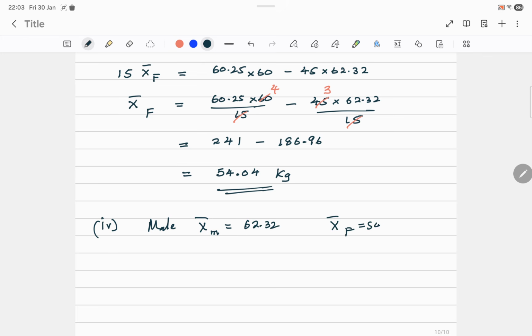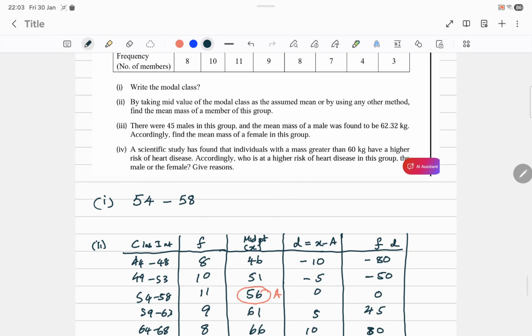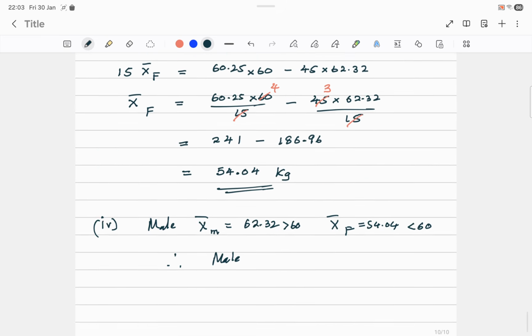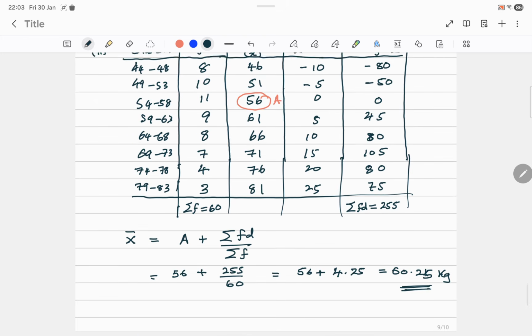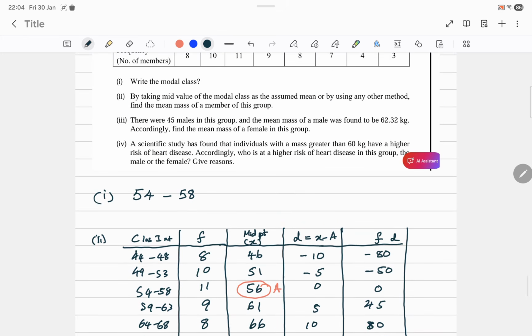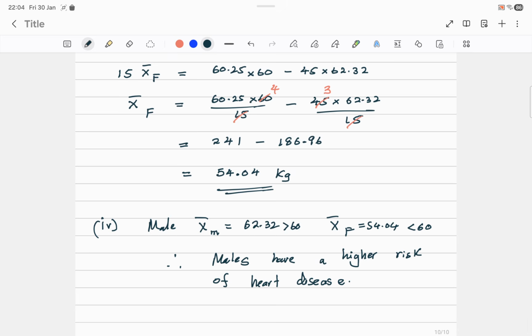Females is 54.04. This is greater than 60. Therefore this is less than 60. Therefore males have a higher risk of heart disease. Right. So that is part A done. So in the next video we'll discuss part B.